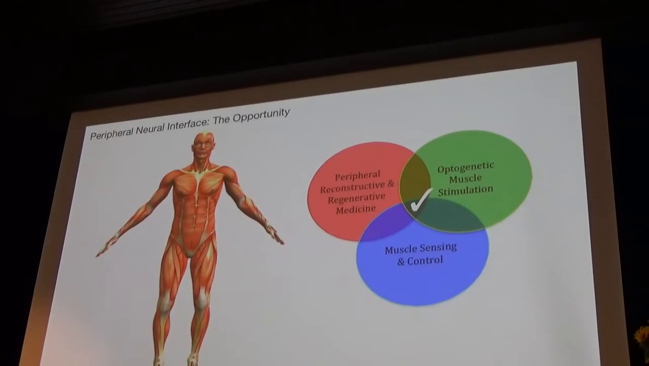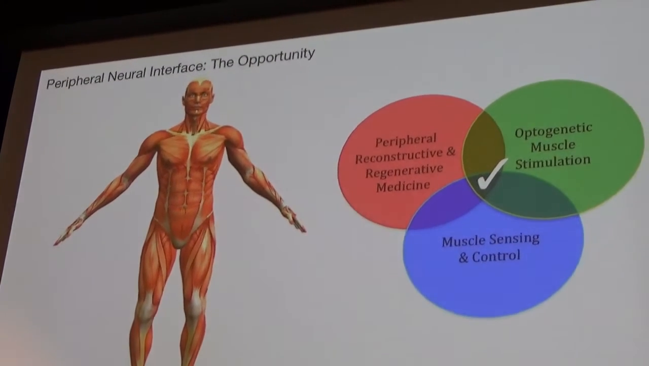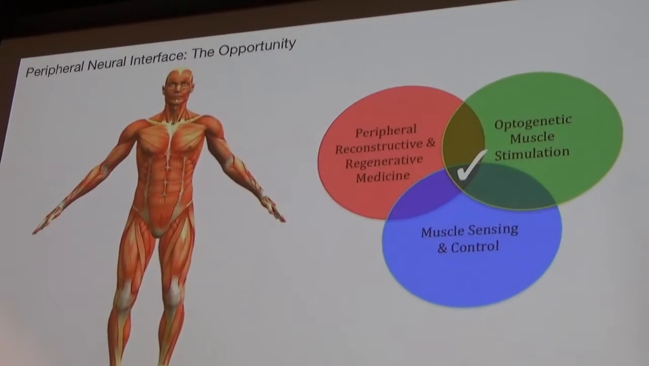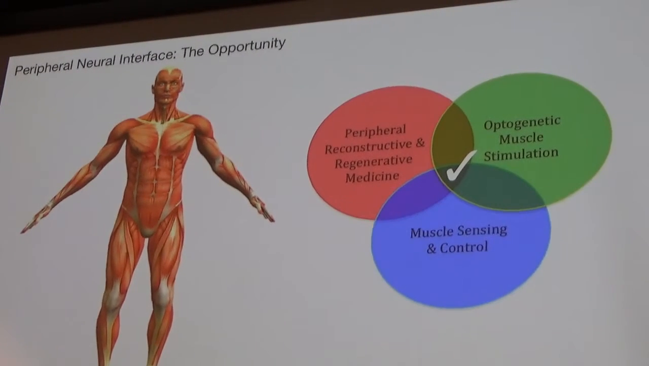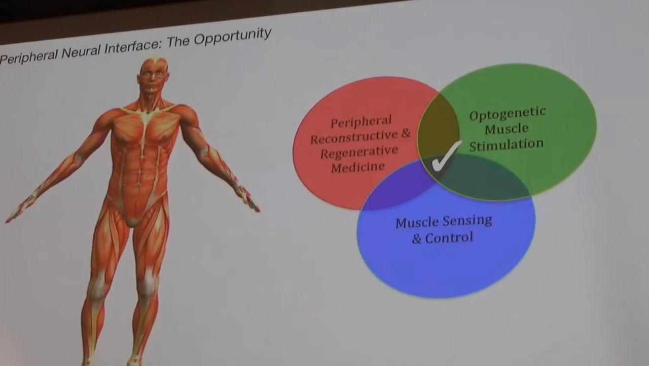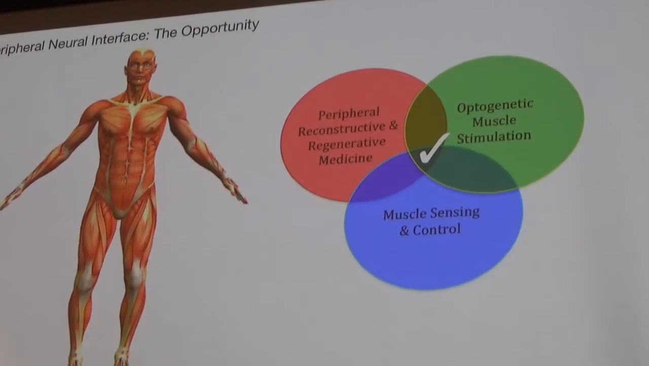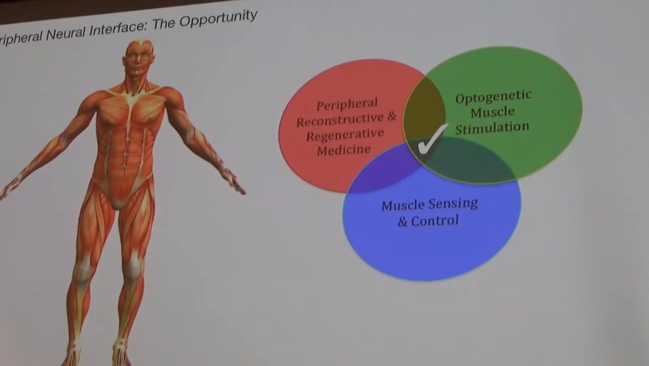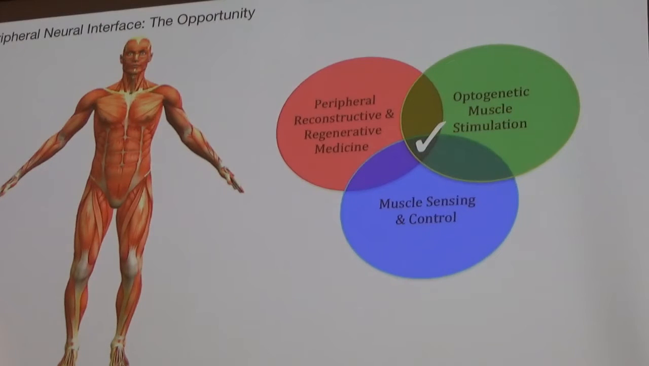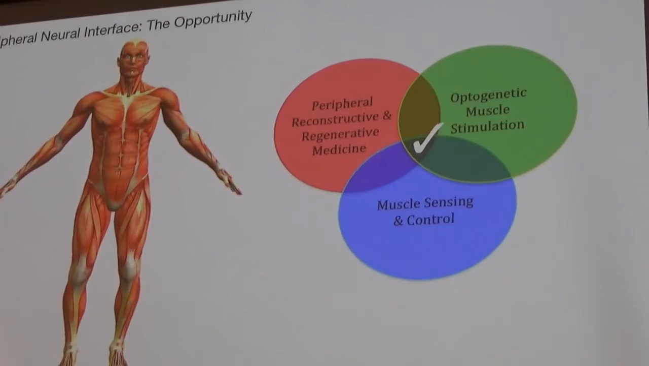One area is peripheral reconstructive and regenerative medicine. We have to change the paradigm of how limbs are amputated. It's absolutely ridiculous that we're largely amputating limbs in the same way that we were amputating limbs 100 years ago, 200 years ago, etc. We really have better surgeons now and better techniques. It's time we look at this problem again. And in regenerative medicine, we can grow nerves to muscle and skin and organs, for example. The second area is optogenetics, which offers, I think, an exciting way to artificially actuate muscle. And the third is muscle sensing and control.